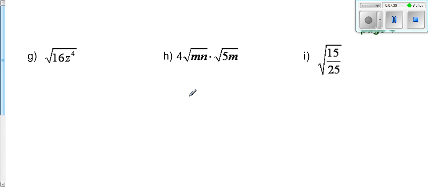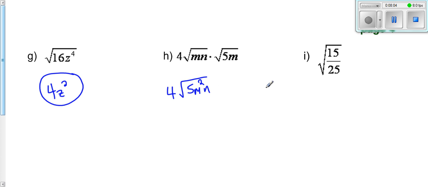Square root of 16z to the fourth. This might be another one where maybe you can just think through it. Big difference between inside and outside. 4 times 1 is 4. Square root of 5m squared n. Perfect square factor is the m squared. 5n will be left over still in the square root. Square root of m squared is m.